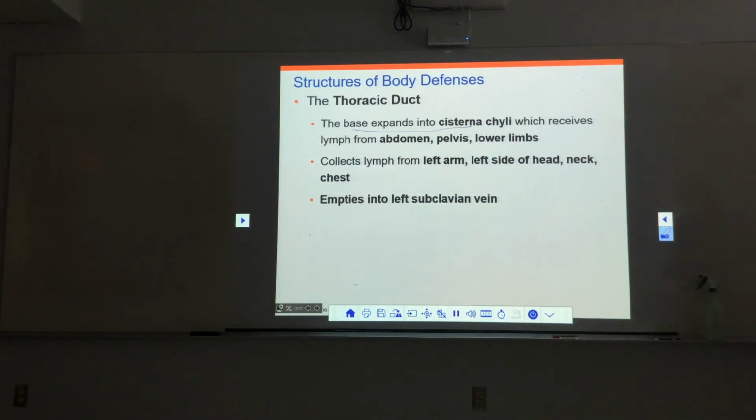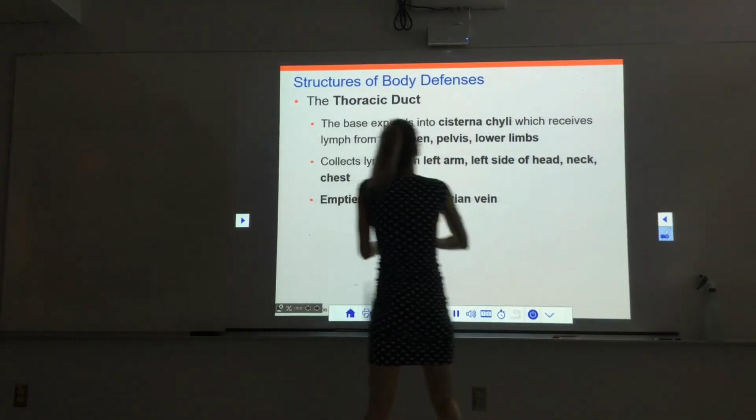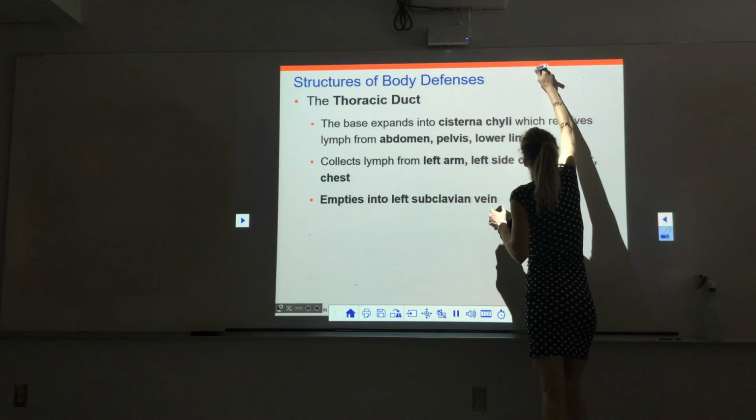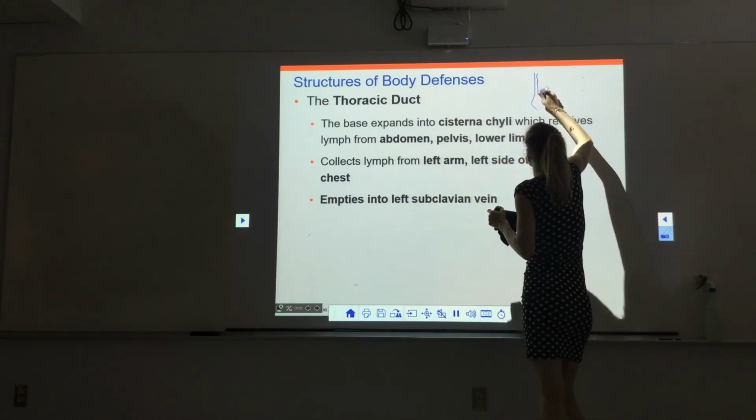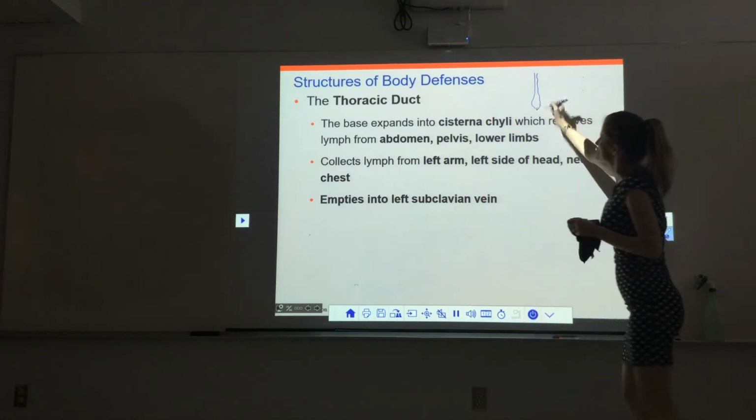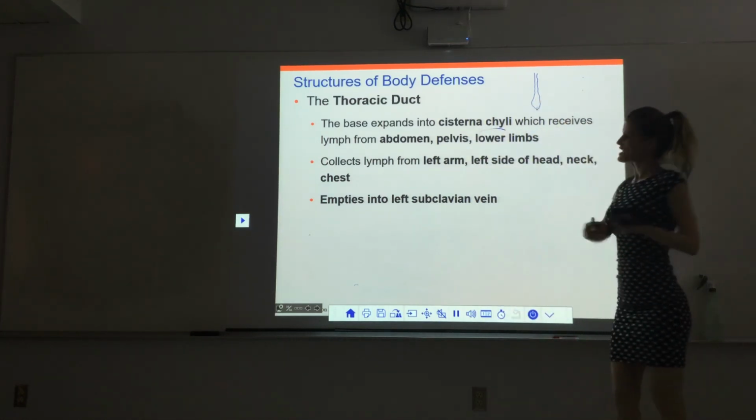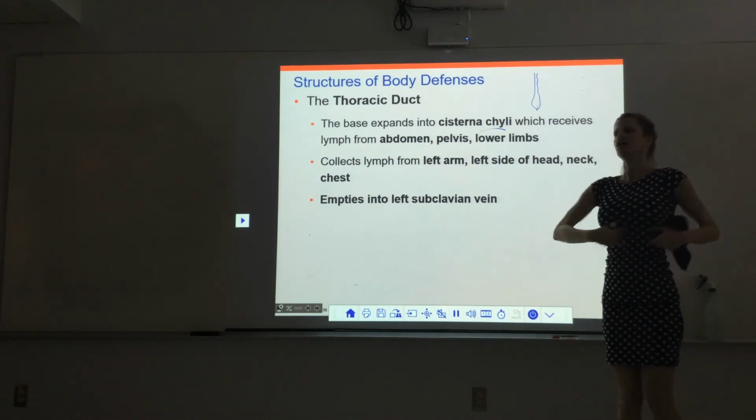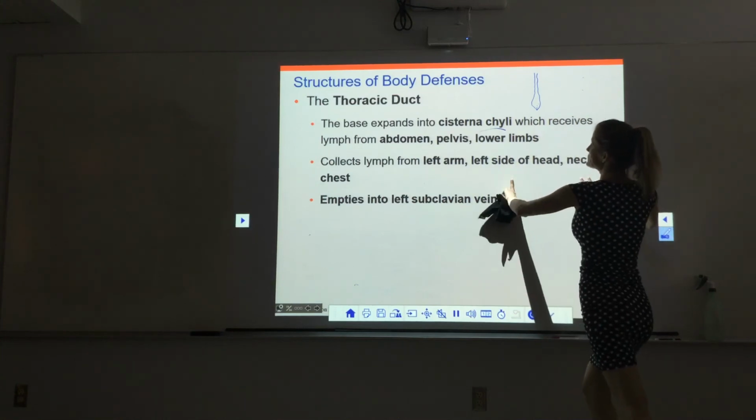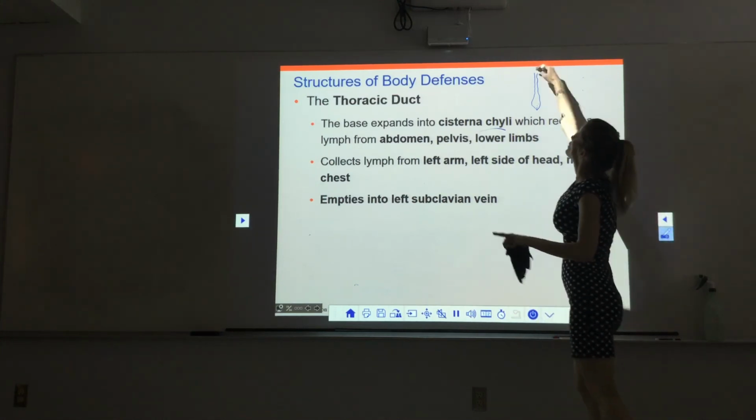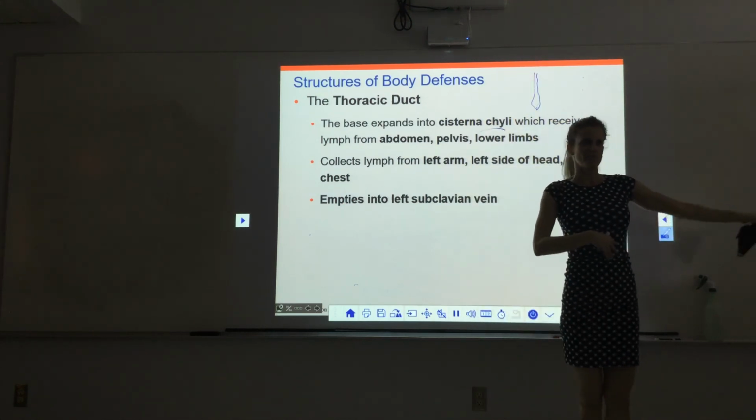The thoracic duct is an even larger duct. And when we look at the thoracic duct, you'll see it has like this piece that goes down the abdomen and it expands at the bottom. This really wide part at the bottom is called the cisterna chyli. The cisterna chyli, down like this area, collects lymph from the abdomen, the pelvis, and the legs. And then the top portion of the thoracic duct collects it from the left side of the body.